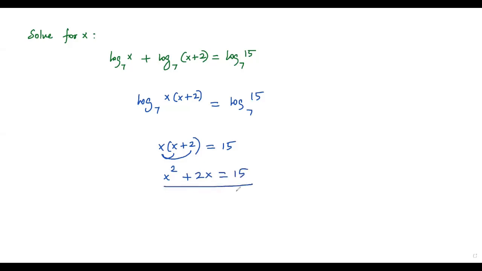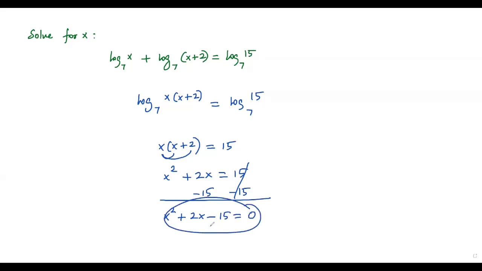Now we have a quadratic equation. Let me write this quadratic equation in standard form. That is, everything has to be on the left side, and on the right side we must have 0. But here we have 15 on the right side, so to make the right side 0, I have to subtract 15 from both sides. When I subtract 15 from both sides, the positive 15 and negative 15 on the right side cancel out. I get x squared + 2x - 15 = 0. Now I have a quadratic equation in standard form.